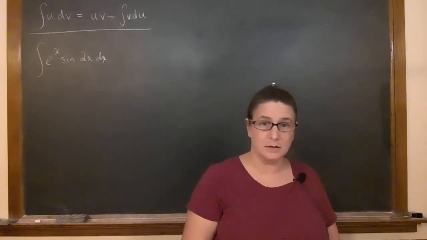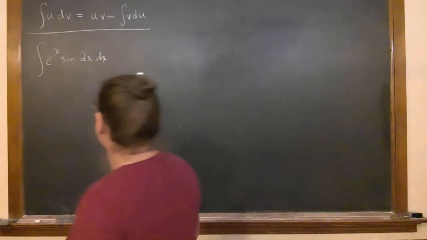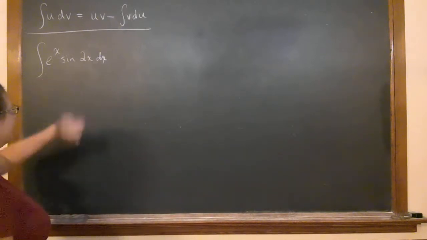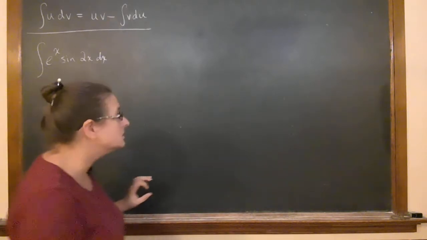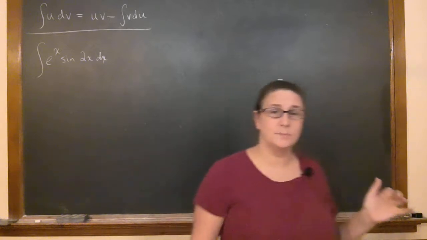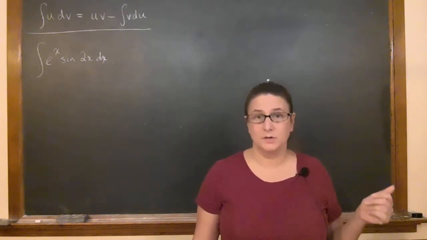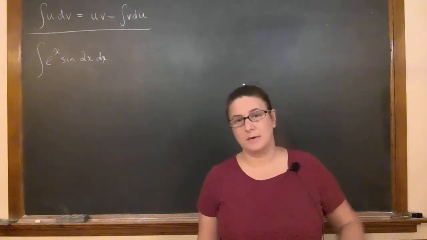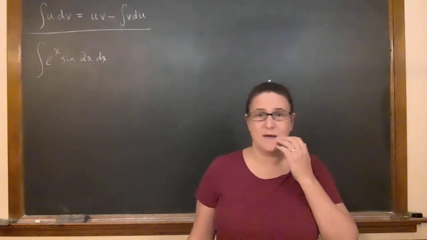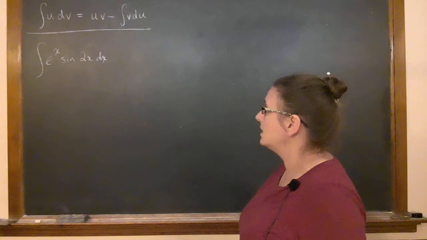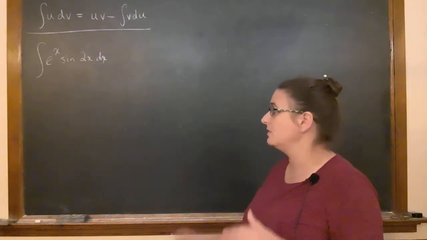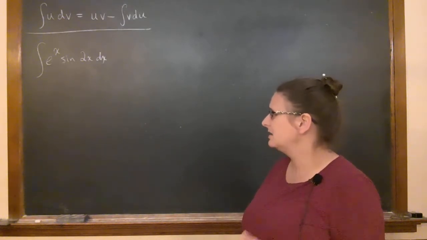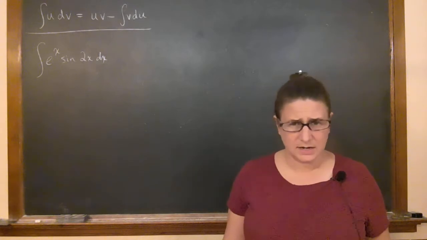So my last example is e to the x sine 2x. For this example, there's an annoying trick. You'll see when we get there. You may not like it. I made the 2x in there to make it look a little bit different. I think in the book they have e to the x sine x or e to the x cosine x.